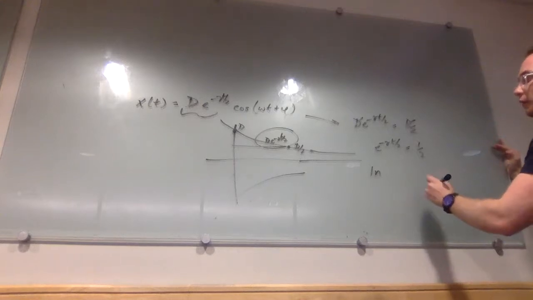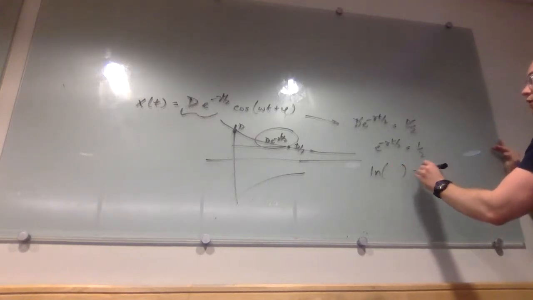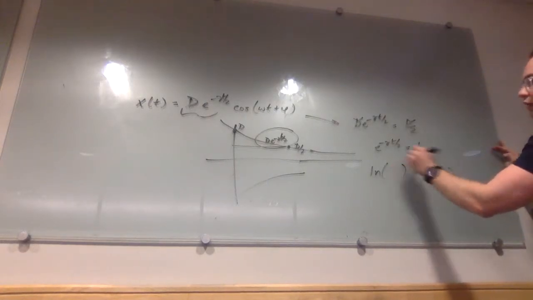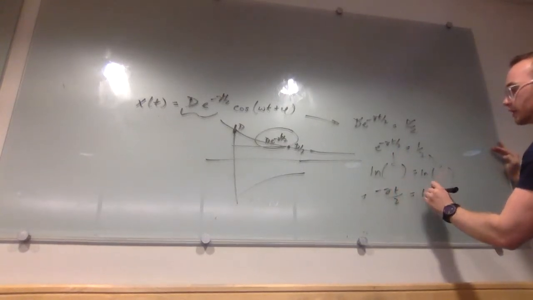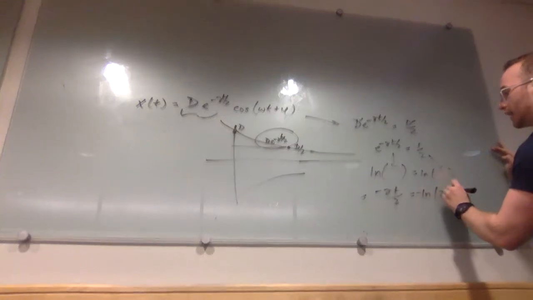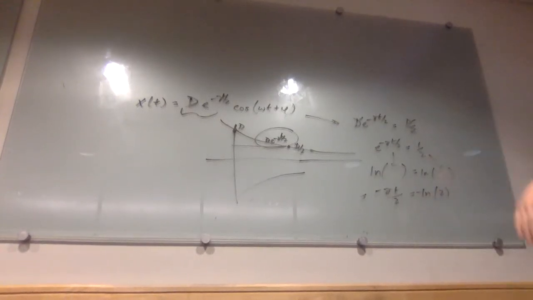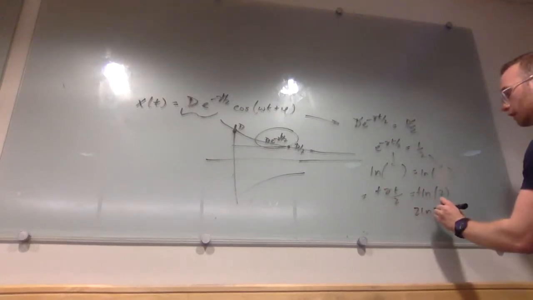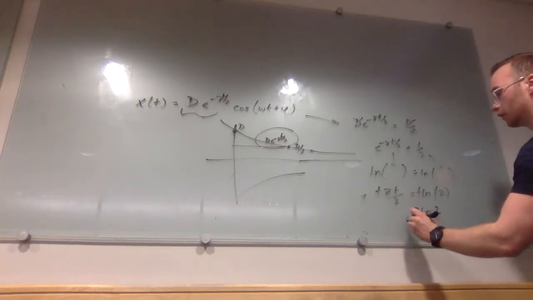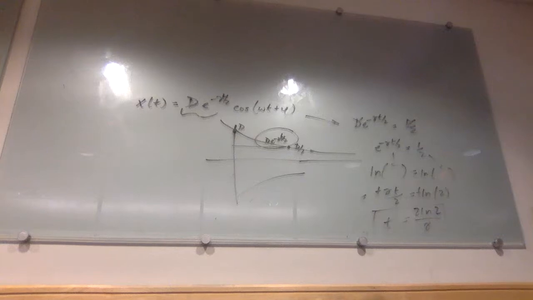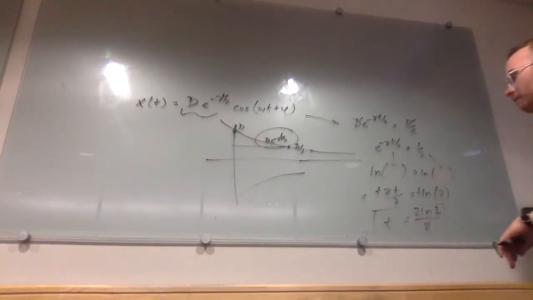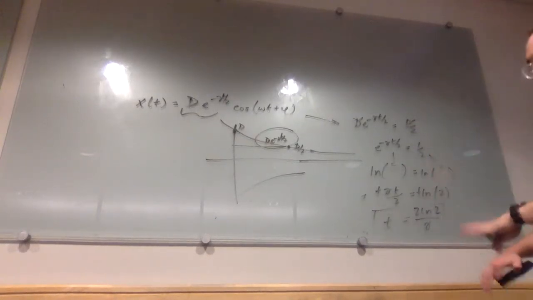Take the natural log of both sides. And then the natural log of this is minus gamma t over 2, and the natural log of this is minus ln of 2. I'm skipping a bunch of steps, but that's how logs work, right? Now they're both positive, and now 2 ln 2 over gamma is t. Again, I'm skipping a bunch of steps. Please, when you're doing this, do all the steps, at least all the steps you need. If you follow this perfectly, that's totally fine.